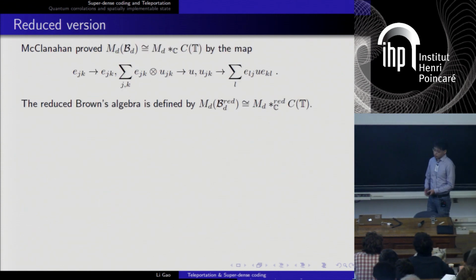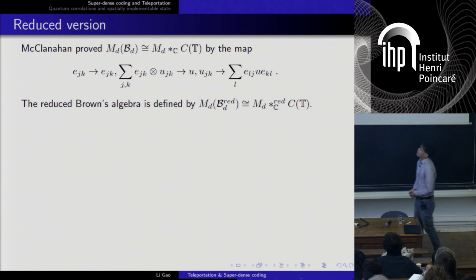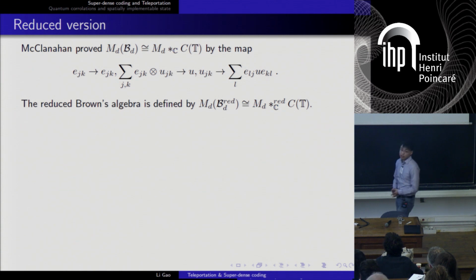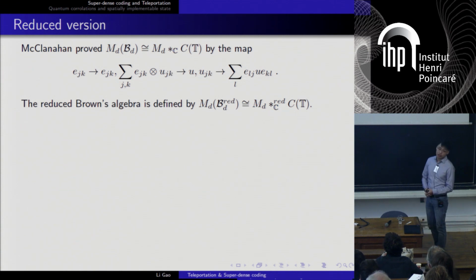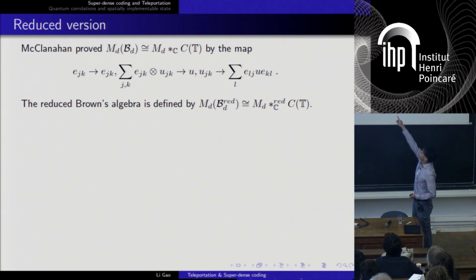We can also have the reduced version of the story. McClanahan proved that M_D of the D-dimensional Brown algebra is isomorphic to the full free product of M_D with the continuous functions on the torus. The map is given by sending the unitary entries to unitary entries, sending the fundamental unitary in the matrix of the Brown algebra to the generating unitary of the continuous functions on the torus. And the third expression follows from the first two.